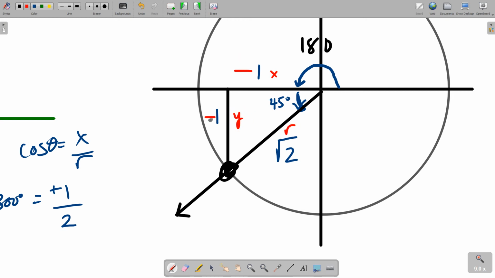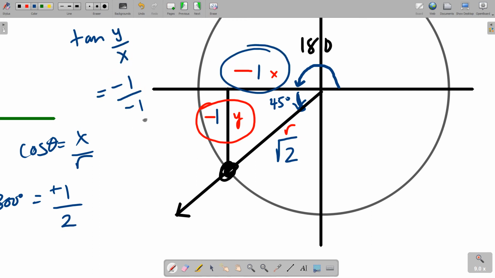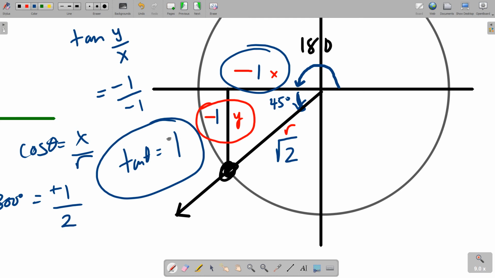The definition of tangent is take the y value. I should probably write that out again because that's important. Tan is y over x. In this case, it's -1 over -1. So in this case, tan of the angle is just a simple 1-to-1 ratio because the negative over the negative cancel each other out and you get exactly 1.